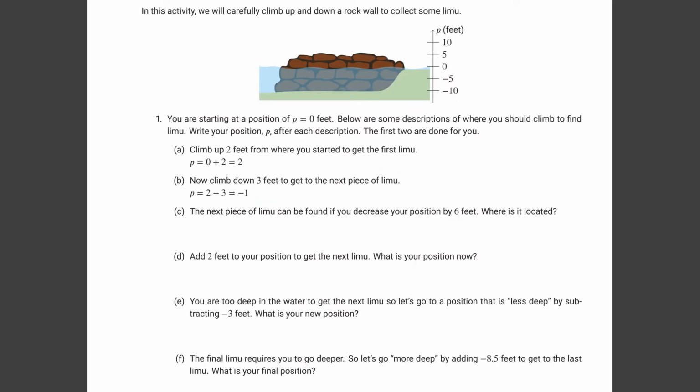In Part 1, we'll be looking at a rock wall with limu. Along the wall is a vertical number line that tells us where we are. We'll have to climb up and down the wall to pick some delicious limu off of it. We'll be starting right at the water line at p equals 0 feet. In Part 1a, we climb up 2 feet to get to the first limu. So from p equals 0, we end up at p equals 2. In Part 1b, we climb down 3 feet to get to the next piece of limu. From our previous position of p equals 2, we subtract 3 to go down to p equals negative 1 feet. Please pause the video and find the remaining positions at the ends of parts 1c through 1f.